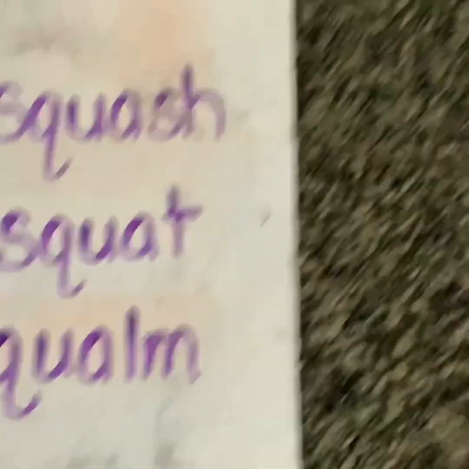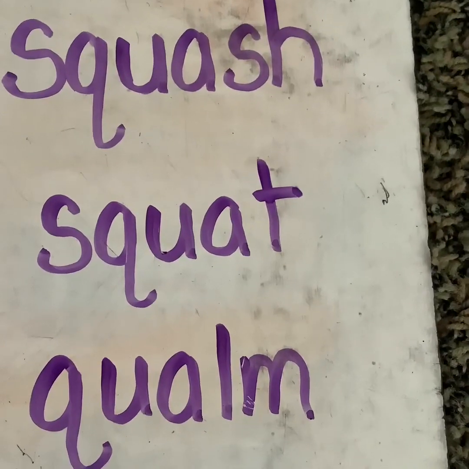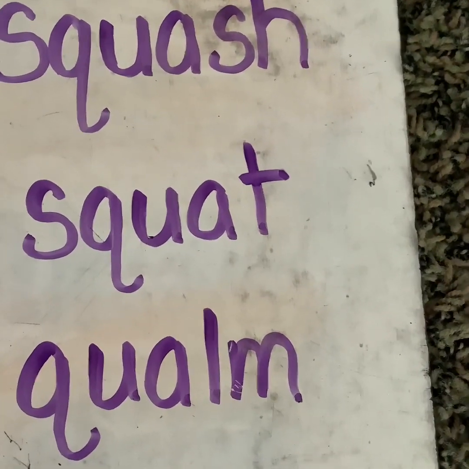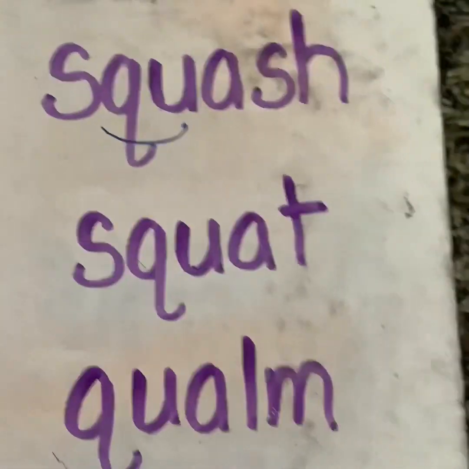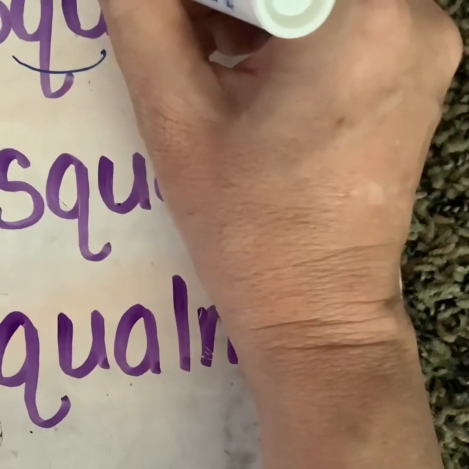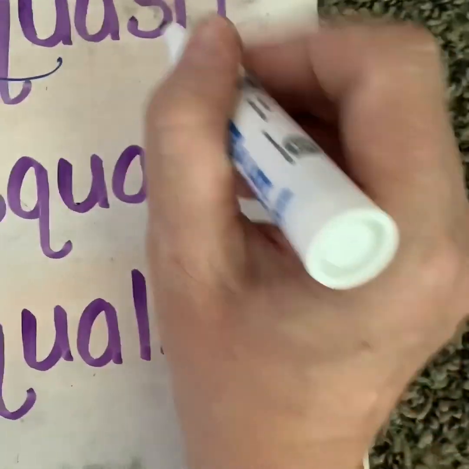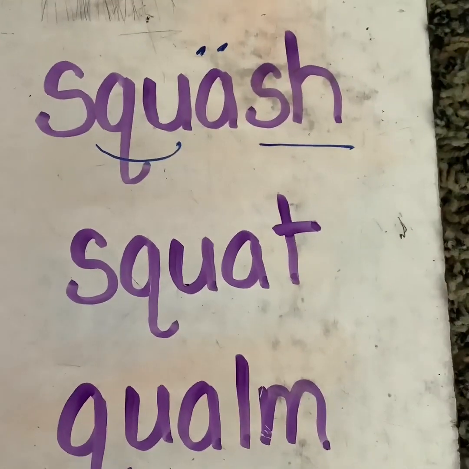Now if I come over here to squash, I have my QU that works together. Remember how they don't like to be apart. And then I have my A that says ah, and I have my sh. Squash.